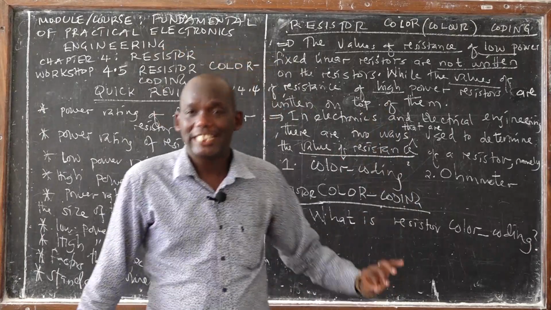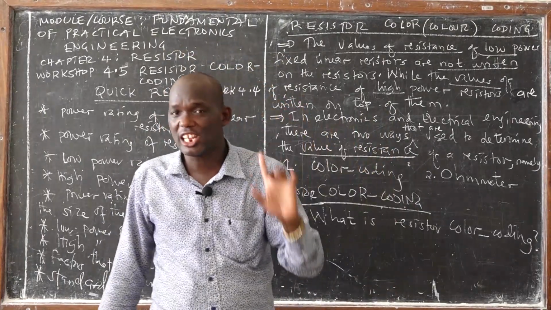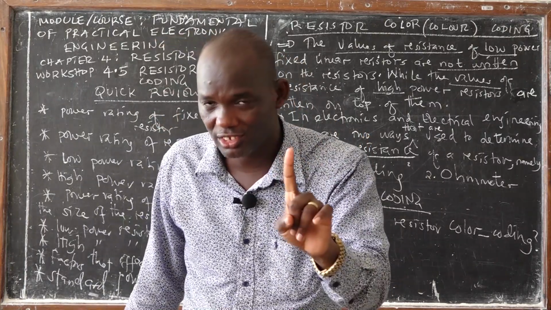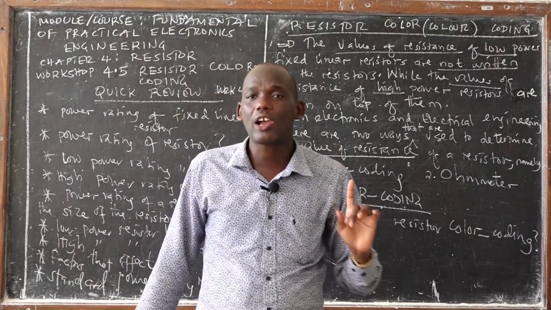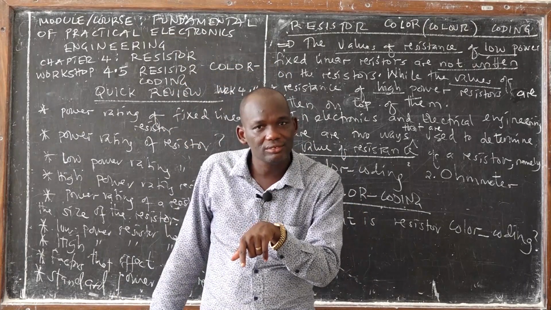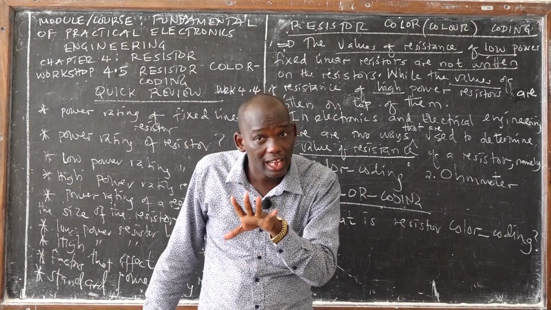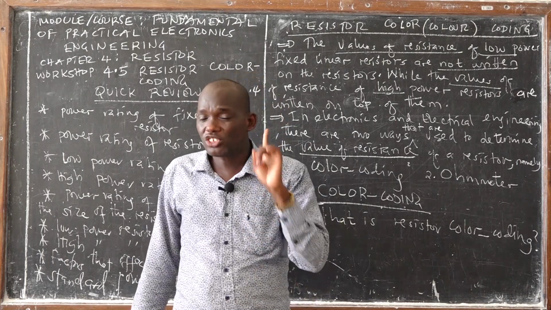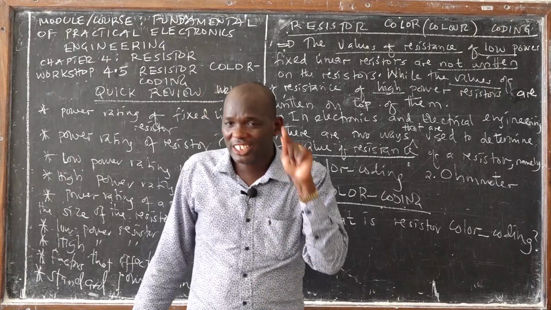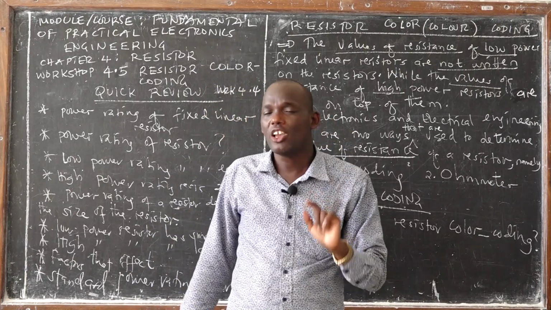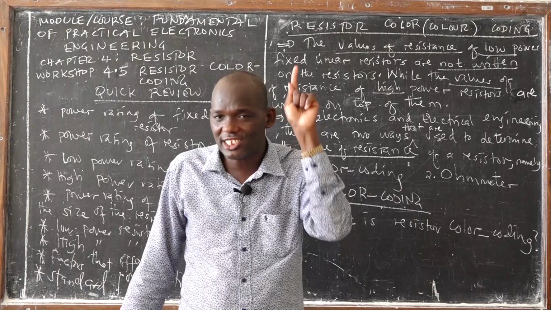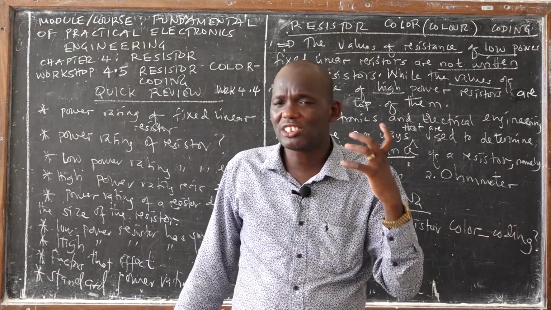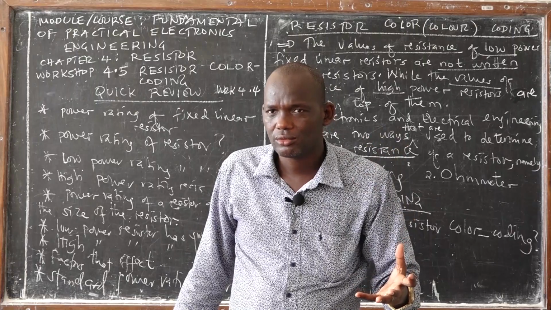But remember that the concept of color coding deals just with the measurement parameter of the resistor called resistance. The resistor color coding does not deal with the power rating. Are we together? Let me repeat. The concepts of resistor color coding will teach you how to find or calculate the resistance of low power resistors by using these color bands. Are we together?